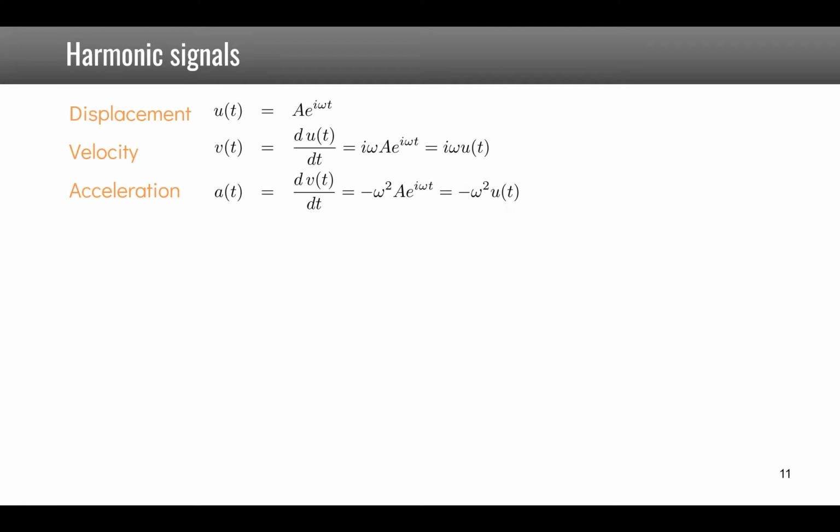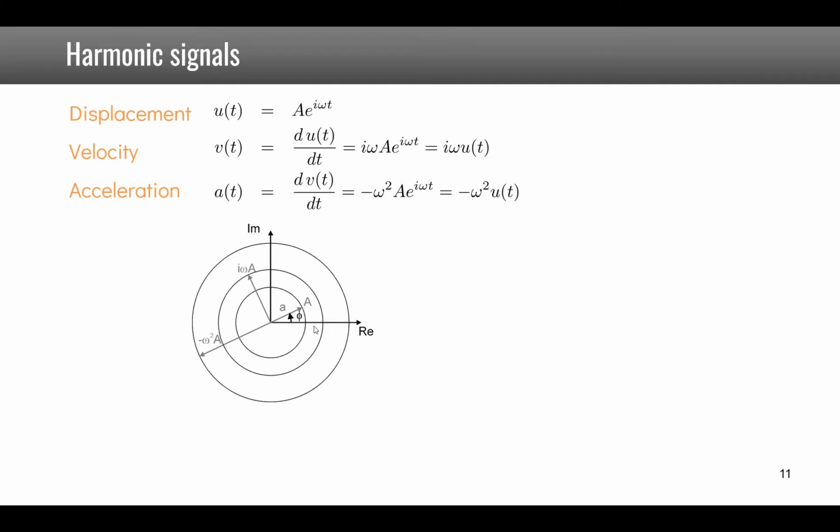What is the advantage of this representation? It is that if you want to compute velocity and acceleration, which are the first and second derivative with respect to time of your signal, then you simply have to multiply by i omega for the velocity, and then again by i omega, so in total by minus omega squared, to get the acceleration.